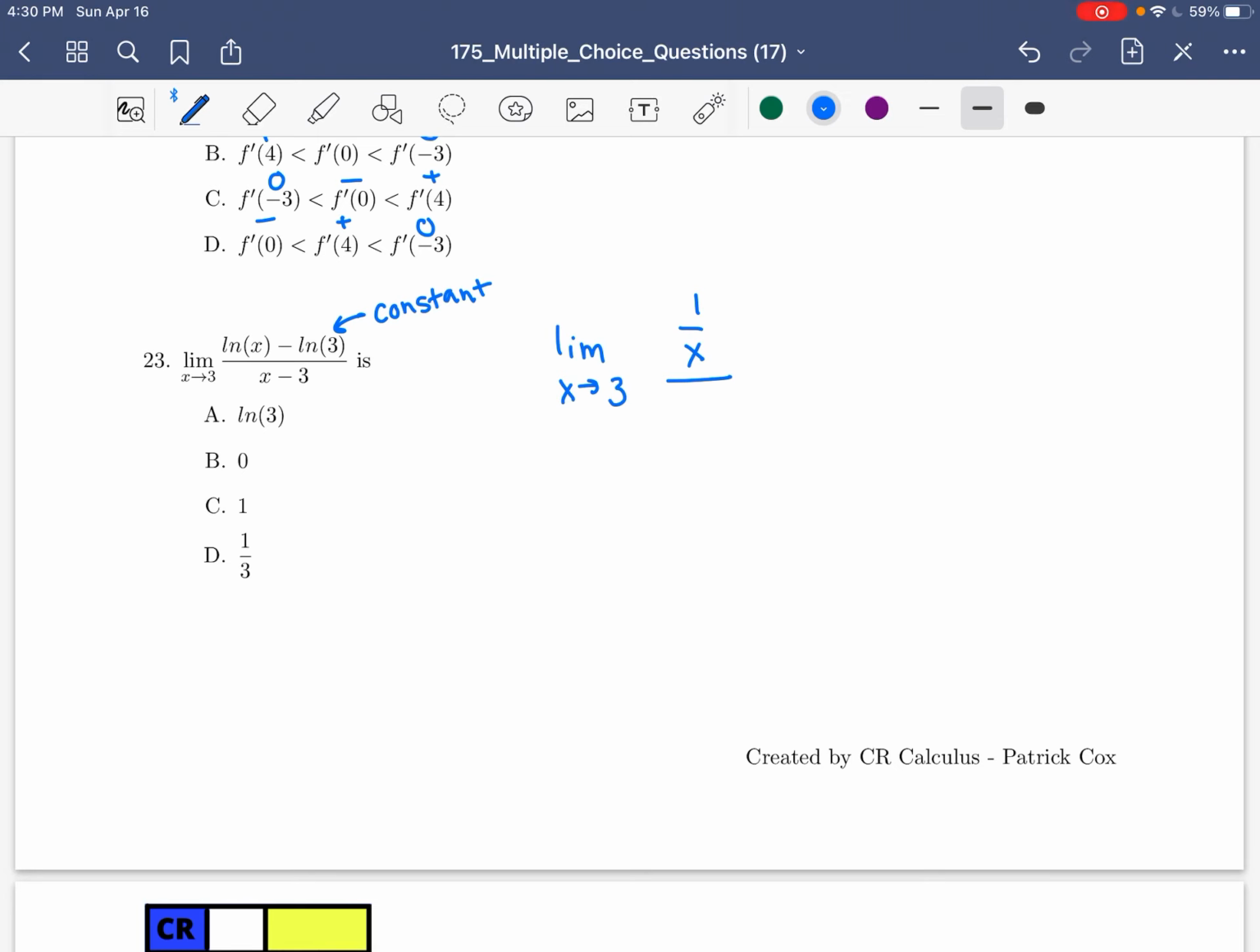So the derivative of that is going to be 0. And then the derivative of the bottom, the derivative of x, is obviously just 1. The derivative of negative 3 is 0. So I'm left with 1 over x over 1. When I plug it in, I get 1/3 divided by 1, which just equals 1/3. So D will be our answer for that one.